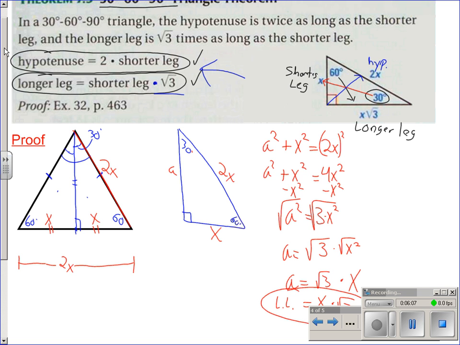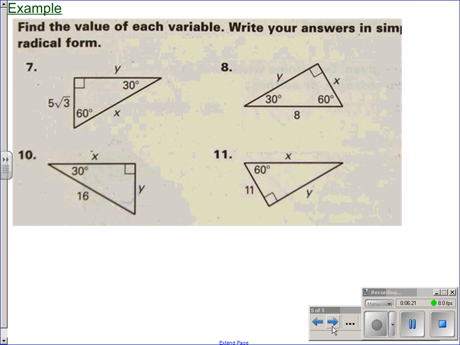But you have a 30, 60, 90 triangle. When you have those angle measurements, automatically the side lengths are in these proportions, or these ratios relating the two sets of sides. Next part of this. I was about to stop it, but we got to do a couple of examples. So these examples are pretty quick, just like the 45, 45, 90.